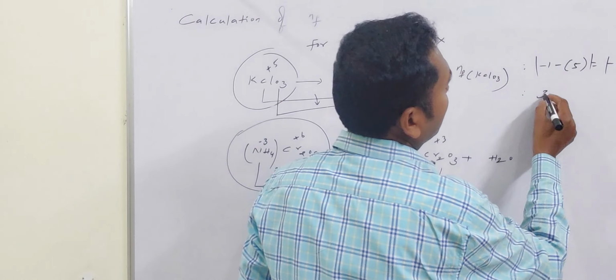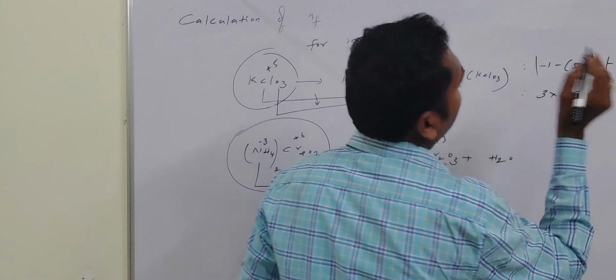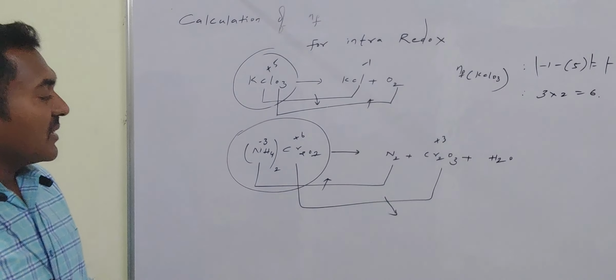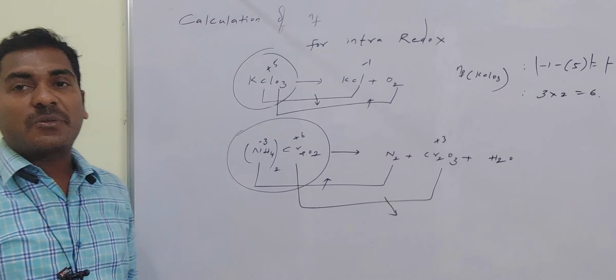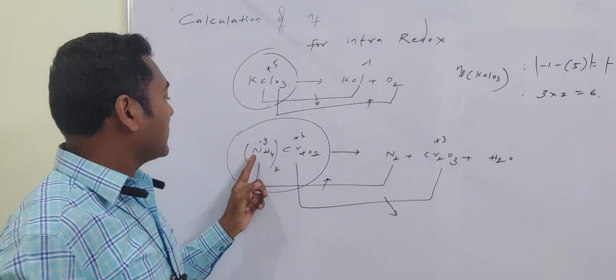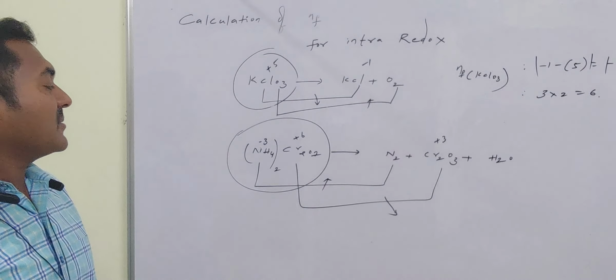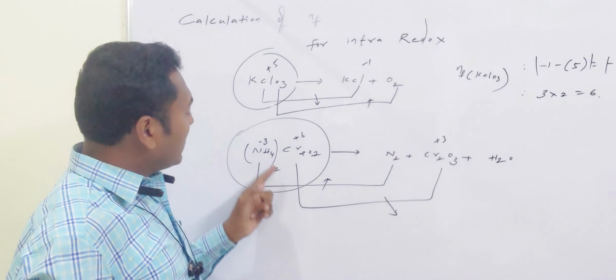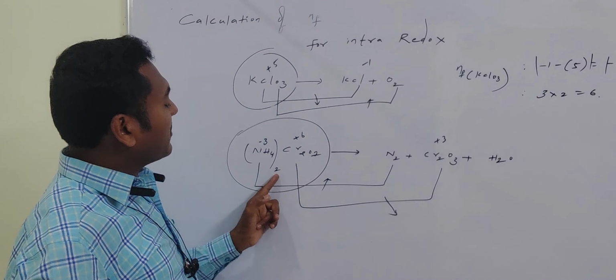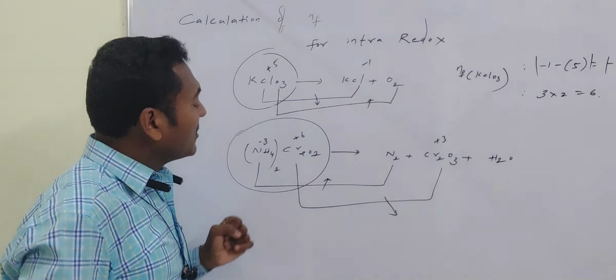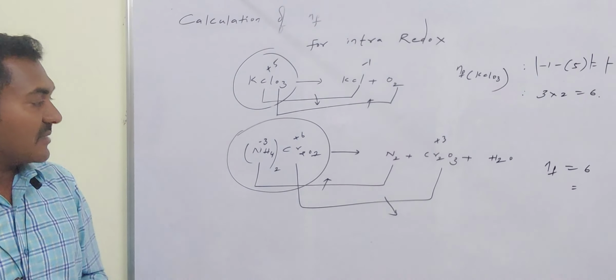Hence in the second case also, 3 into 2 will become equal to what? 6 is the n factor. Similarly, with respect to ammonium chromate, nitrogen maintains -3 as the oxidation state, whereas the -3 of nitrogen's number is 2, that is total -6 is converted to 0, the difference will become equal to 6, hence the n factor with respect to nitrogen is 6.